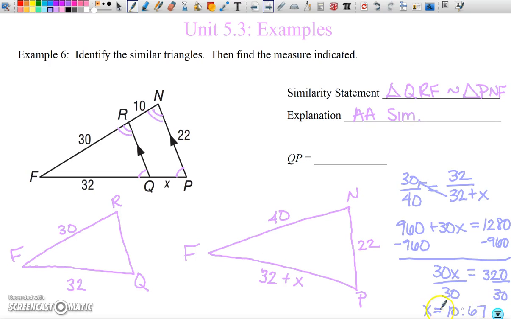And I'll go ahead and round it. Normally I don't really like you to, but that's all right. All right, so that's our x, which is just QP, and in this case, again, x is exactly what we're looking for. We don't have any plugging in to do. So 10.67. Now, if it asked for FP, we would have to add 32 to that to get the full length.